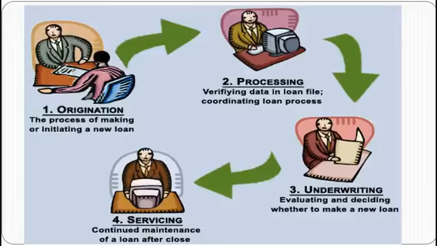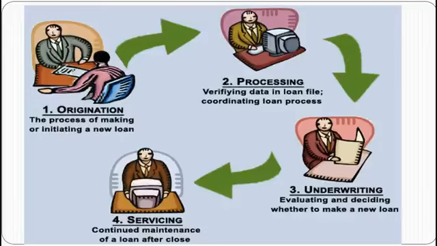Then it goes over to the processor. The processor doesn't approve anything. They're just basically verifying the information. And once it gets through processing, then it goes to the underwriter. That's the bank. That's who's actually making the decision. Number 1, 2, and 3 are all a part of the process. Originating, processing, and underwriting. That's a part of the process.